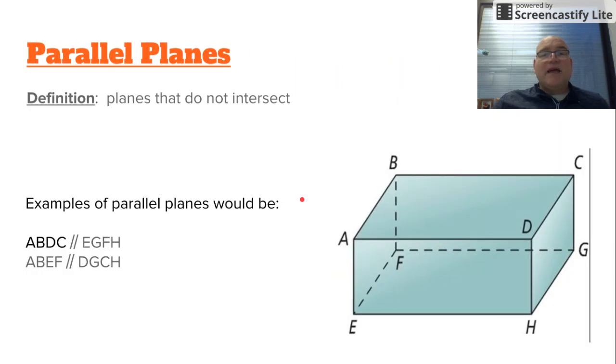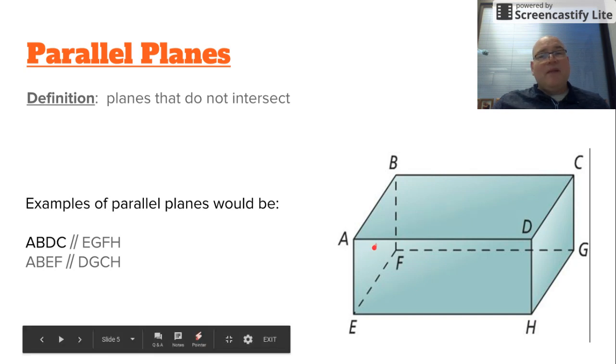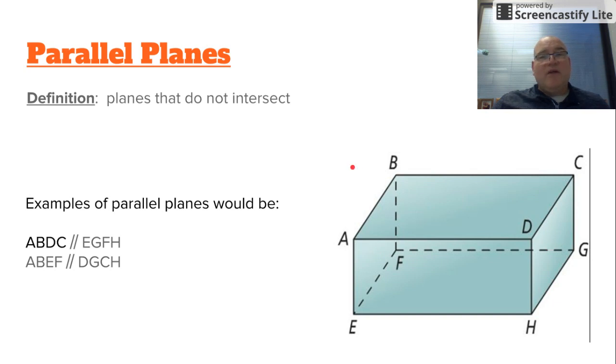Our next definition is that of parallel planes. They're simply planes that do not intersect. Remember from earlier work that a plane is simply a flat geometric surface that extends infinitely in all directions. So when we use planes, we think about the box and we think about the faces. The top face, ABDC, naming a plane by 4 non-collinear points. EFGH, the bottom face. ABEF, the left face, would be parallel to DGCH, the right face. Parallel planes. That concludes the first objective. Now let's get started on the second one.